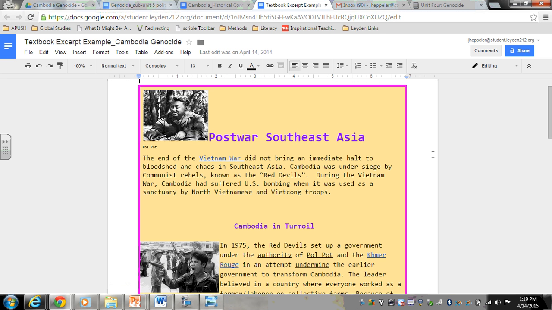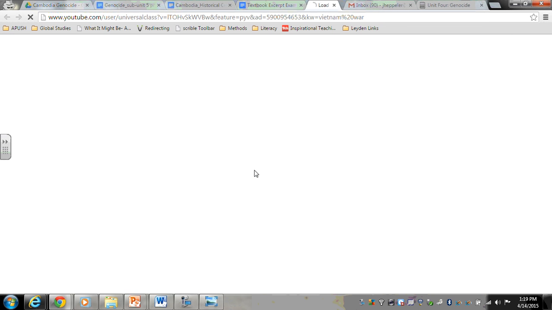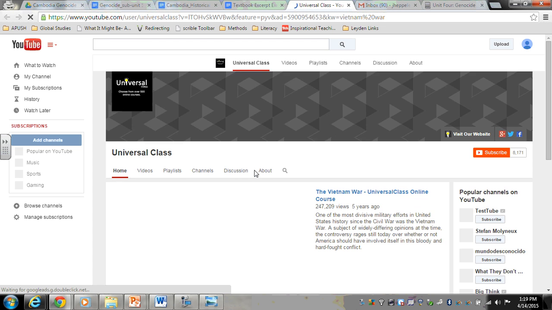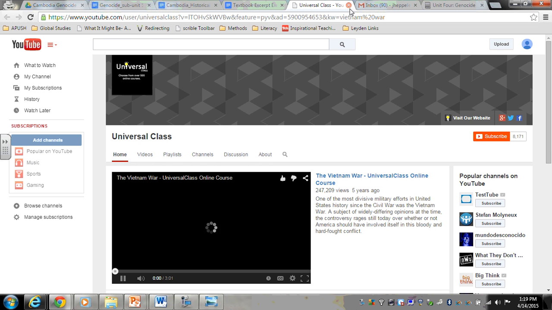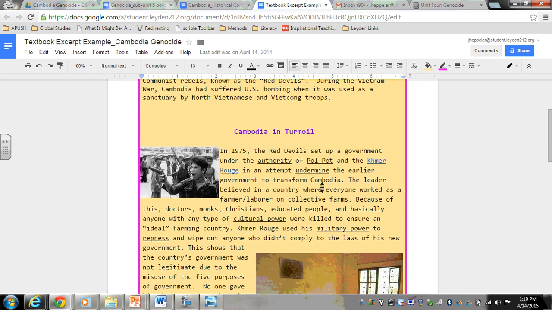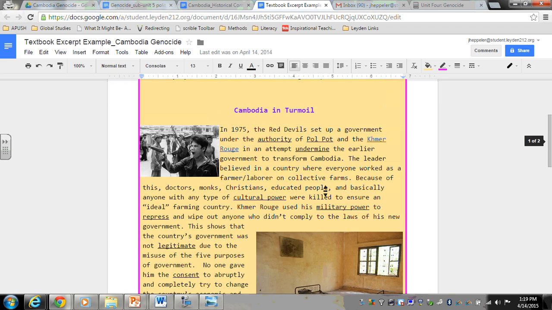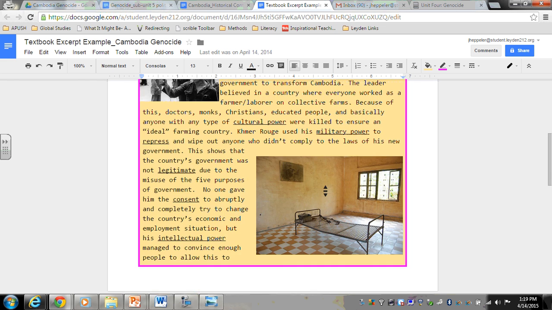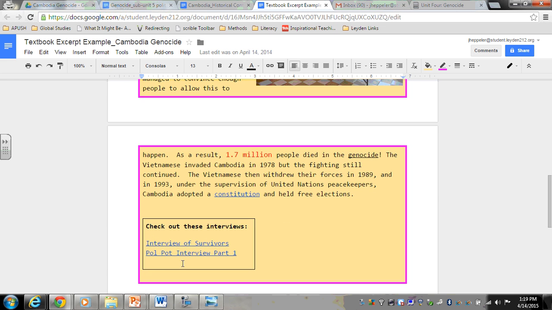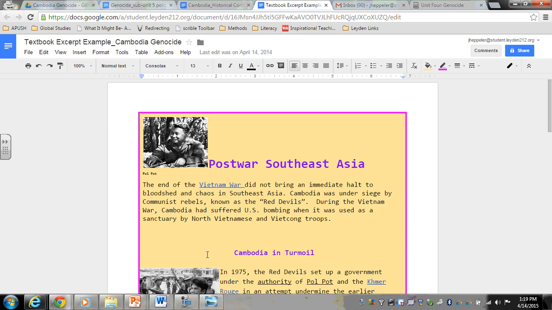You'll notice that the group worked to include pictures. They even included different types of interactives, things that we can click on to learn more about the genocide itself. Okay? This particular group chose to keep their information very short, but also they were intentional about the different links that they brought in to help us learn a little bit more about the background to the Cambodian genocide.